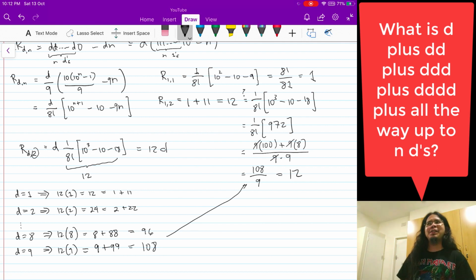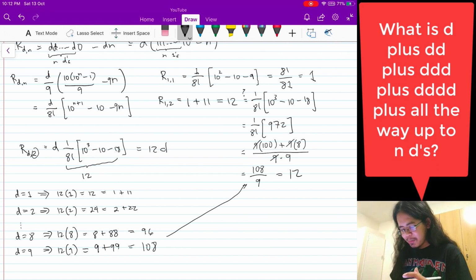So what's 3 times 12? 3 times 12 is just 3 plus 33, which is 36. What is 12 times 4? 12 times 4 is just 4 plus 44, which is 48. What is 12 times 5? 12 times 5 is just 5 plus 55, which is 60, and so on.